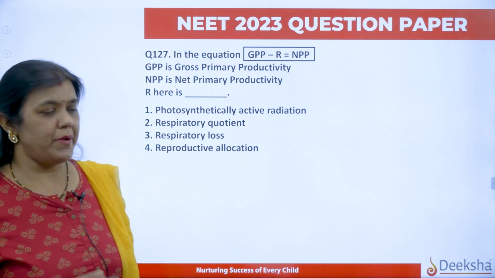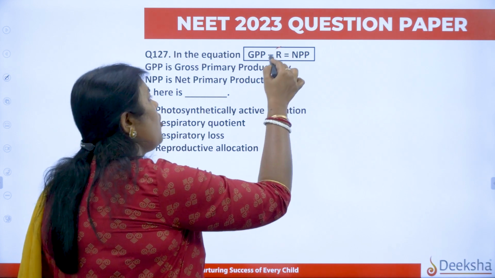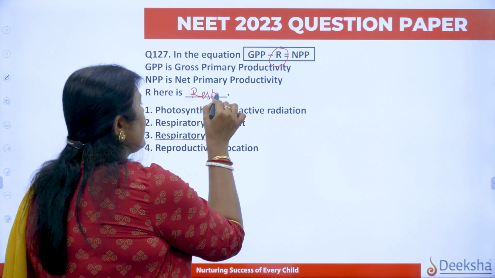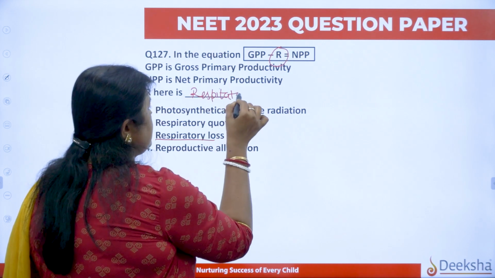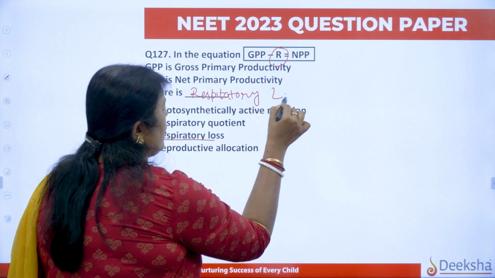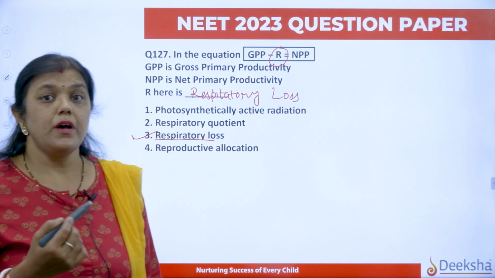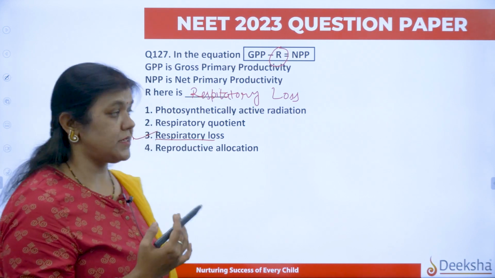NPP is net primary productivity. What is R? R is actually the loss. It is the respiratory loss. It is again a direct question. Less than 10 seconds, I need to answer this. That should be your confidence. R is respiratory loss, the amount of energy lost during respiration by the plants, that is respiratory loss.